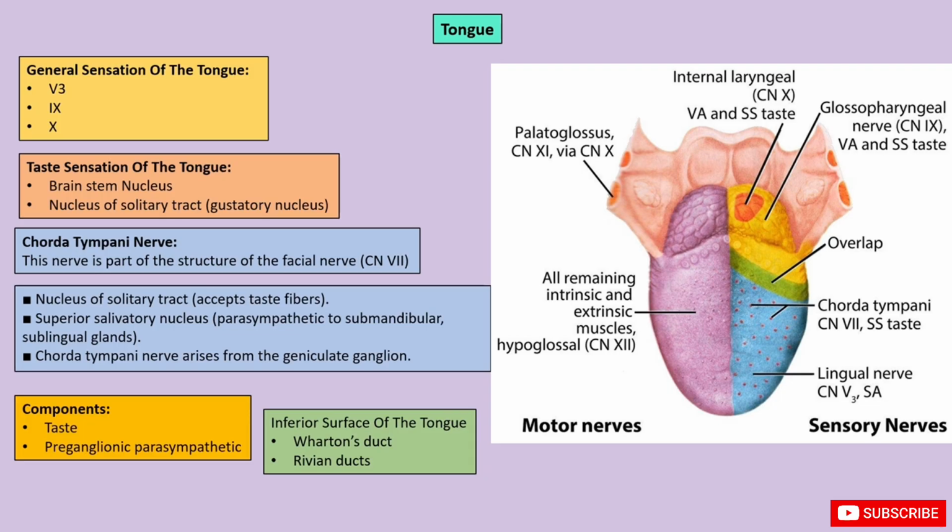On the inferior surface of the tongue, we can see the Wharton duct and the Rivinian duct. The Wharton duct is the opening for the submandibular gland and the Rivinian duct is for the sublingual gland.